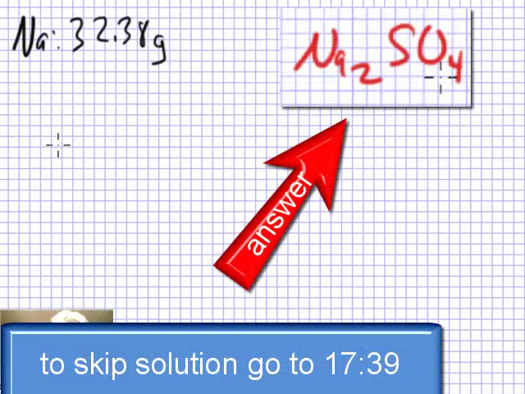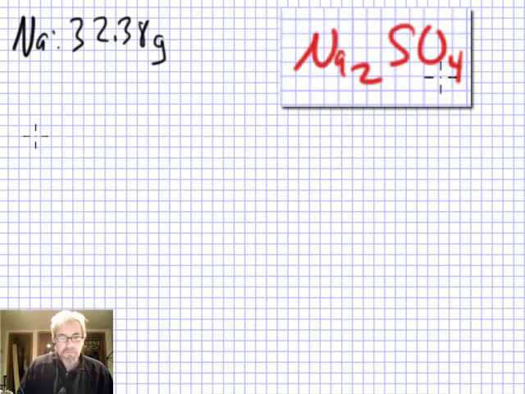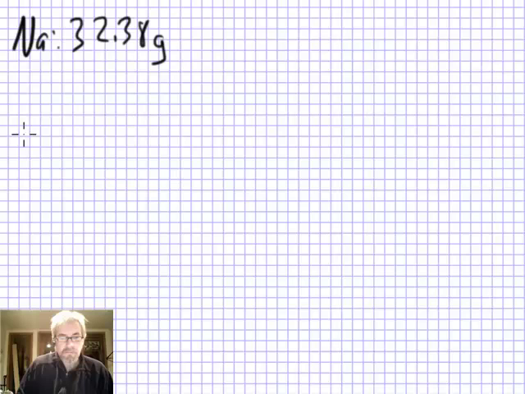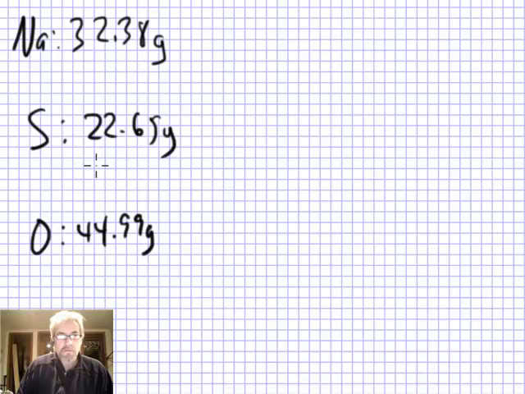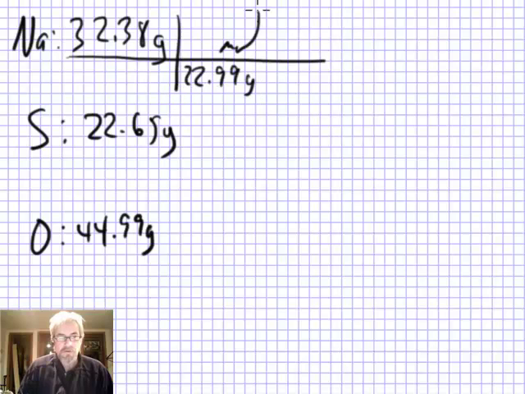Well, going off my percentages, sodium, 32.38 grams, because it's 32.38%. For sulfur, it's 22.65 grams in 100 grams of the compound, and for oxygen, it's 44.99 grams in the compound. Next, I'm converting them all into moles by dividing by their molar mass. For sodium, that's 22.99 grams per mole, and that works out to 1.408 moles of sodium.